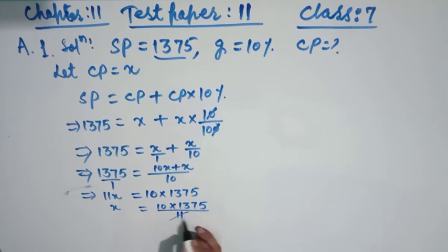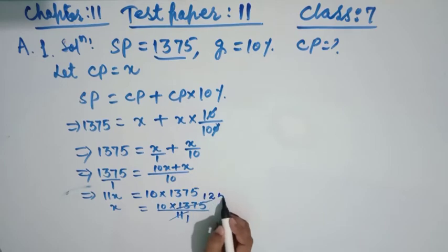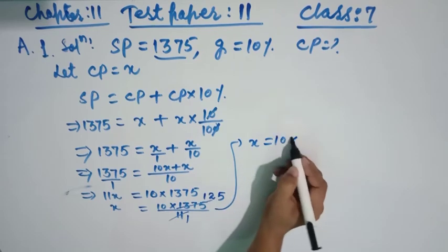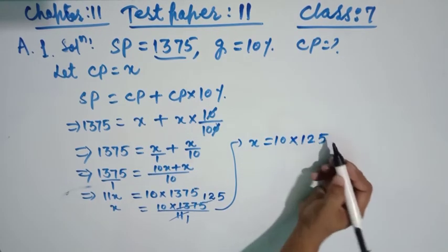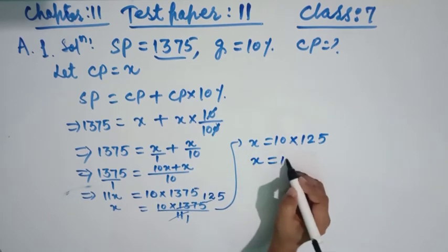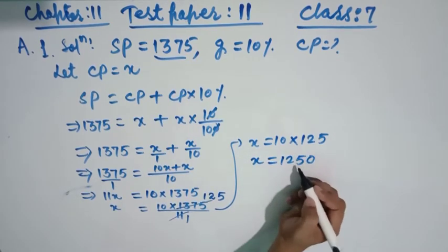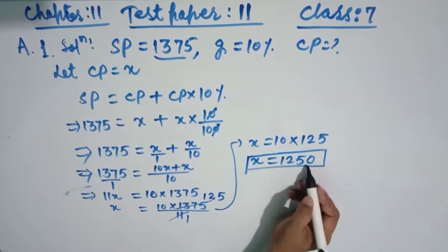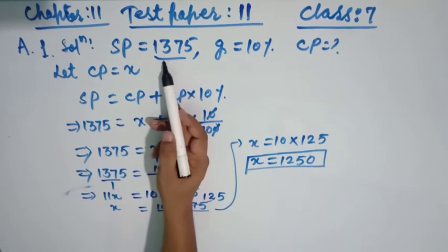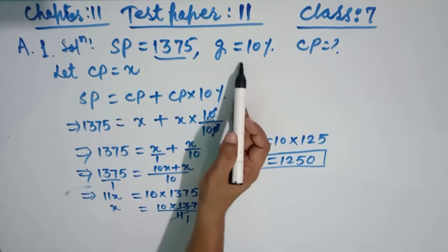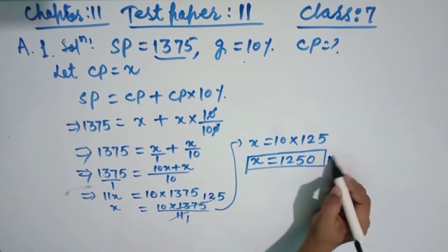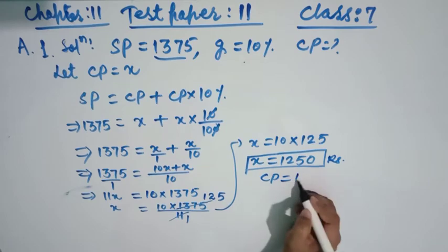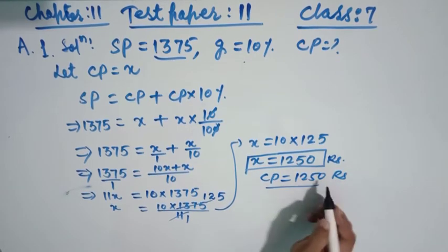So this will get cancelled: 11 ones are 11, 11 twos are 22, 11 fives are 55. Hence X is equal to 10 multiplied by 125, so X is 1250. Now have a look friends, this is CP, and SP is greater than CP, as the gain is given. This is obviously correct, so your answer is CP equal to 1250 rupees. I hope you have grasped it.